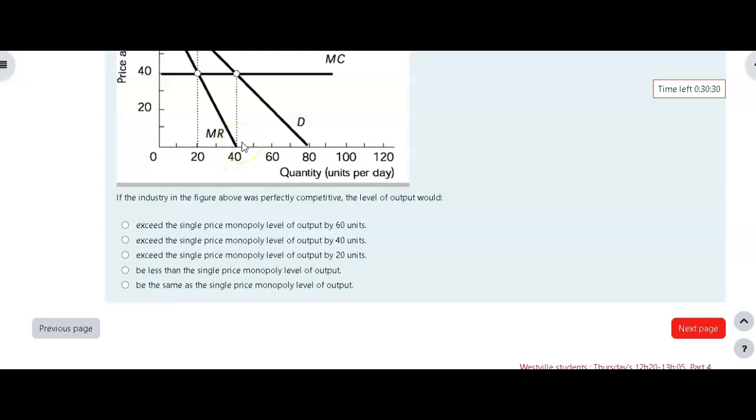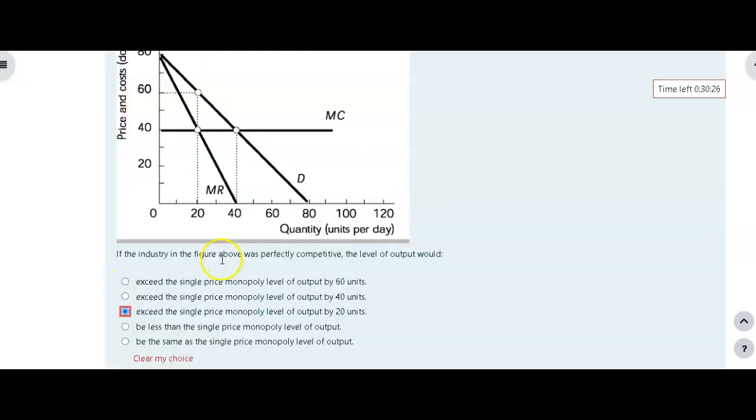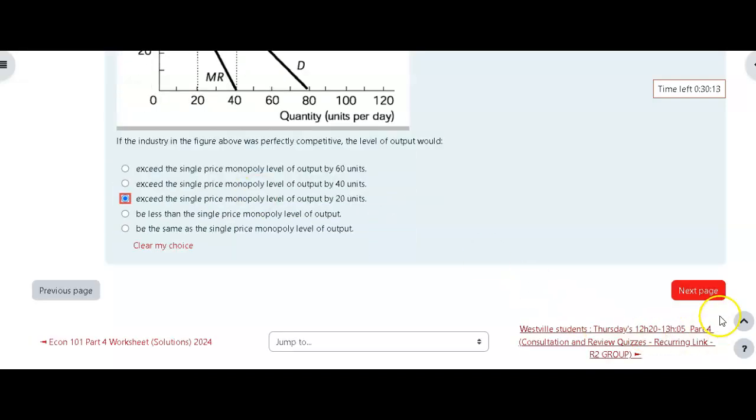Let's see. I'll say this answer, because a monopoly level of output is over here. So you know how we worked it out, marginal revenue equals marginal cost, so it's over here. So from here to over here, you're going 20, yeah, by 20 units, so that's correct.